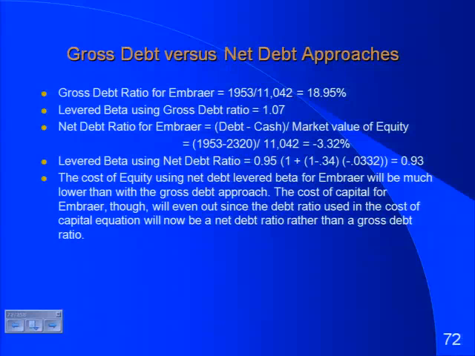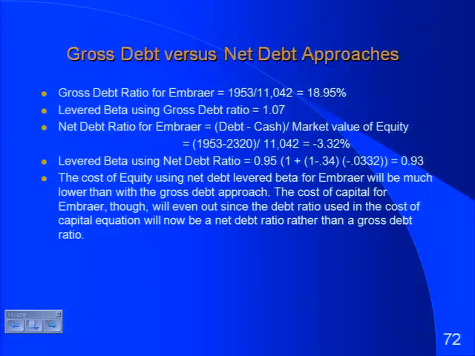Take Embraer. Embraer's gross debt ratio is 19%. That's what I used to come up with that levered beta of 1.07. But their cash balance was actually higher than their gross debt, so their net debt was actually negative. Their net debt ratio was actually minus 3.32%. So let's say I unlevered the beta using a net debt ratio. I'm going to get a result that at first sight looks incredibly strange. My levered beta is actually going to be lower than my unlevered beta. This freaks analysts out. First, negative debt ratios and a levered beta. So how can that be? Stick with it. If you want to use net debt ratios, this is exactly right.